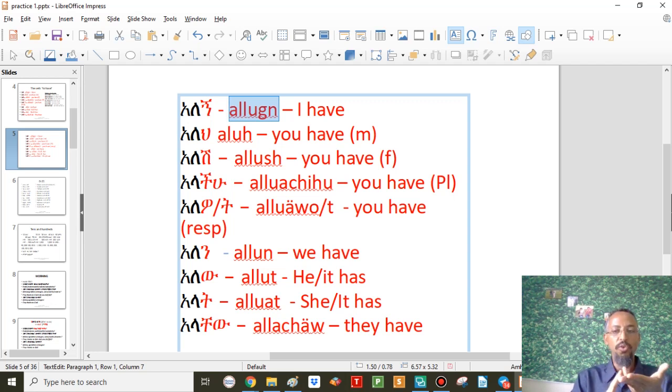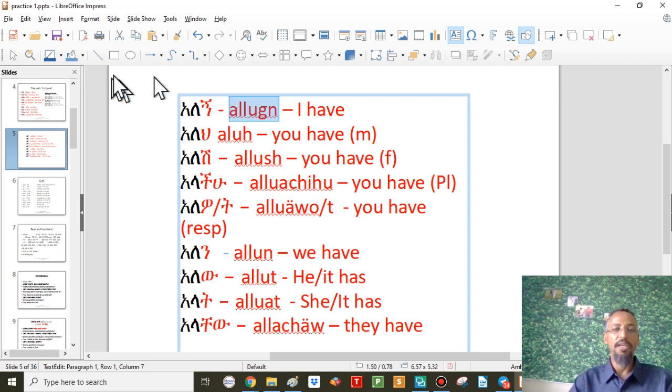Have, አሉኝ. In the sentence everything will be plural: the quantifying number two, the noun house, and the verb have. So, I have two houses: ሁለት ቤቶች አሉኝ. ሁለት is number two, and ቤቶች is houses. አሉኝ is have in its plural form.